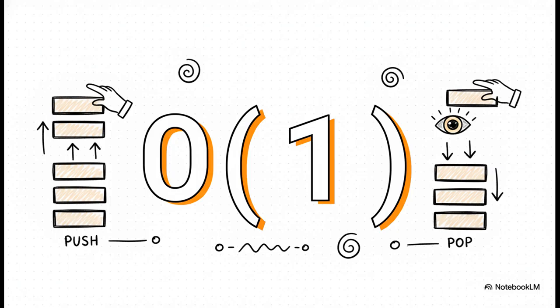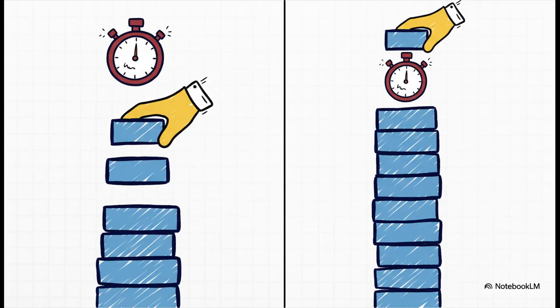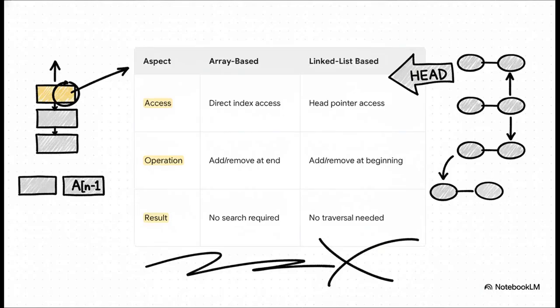So what does that actually mean for us? It means it doesn't matter one bit if your stack has 10 items in it or 10 million. Adding one more or taking one off the top is going to take the exact same ridiculously tiny amount of time. The size of the stack has 0 impact on the speed. It's instantaneous. So how is that even possible?